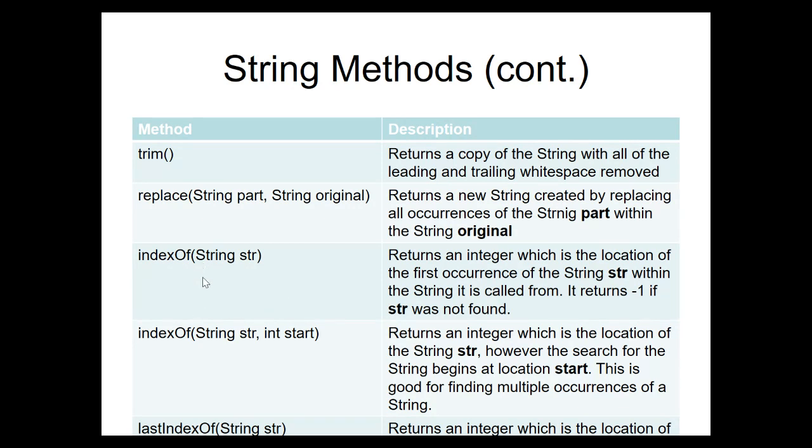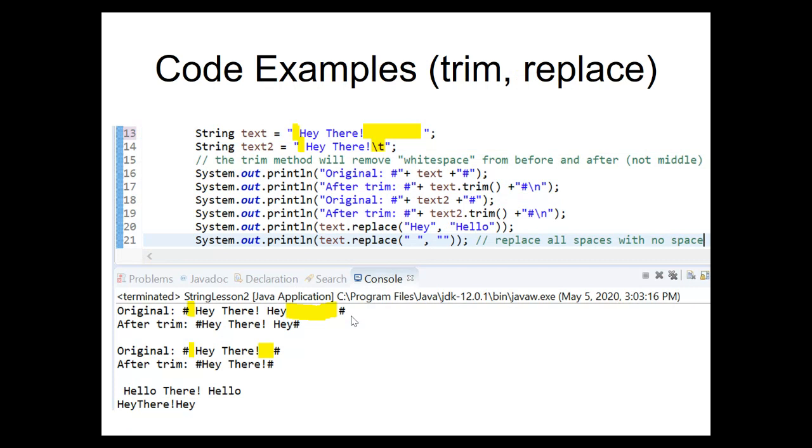This one takes a string only. This one takes a string and a starting position. This one will look for an occurrence of the string within the original one just from the beginning, whereas this one starts at a certain location and then starts moving to the right to look for it. If it is more suited to your task, you can also use lastIndexOf, which starts searching at the end of the string and starts going backwards until it finds it. Sometimes that's quite handy. So let's see a code example of trim and replace.